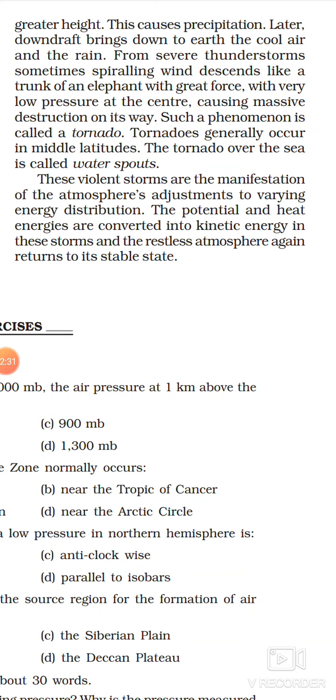These violent storms are the manifestation of the atmosphere's adjustment to varying energy distribution. The potential and heat energies are converted into kinetic energy in these storms, and the restless atmosphere again returns to a stable state. So this is actually a cycle being repeated. Okay, the atmospheric cycle is being repeated.